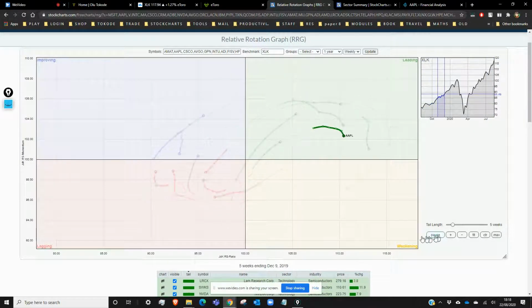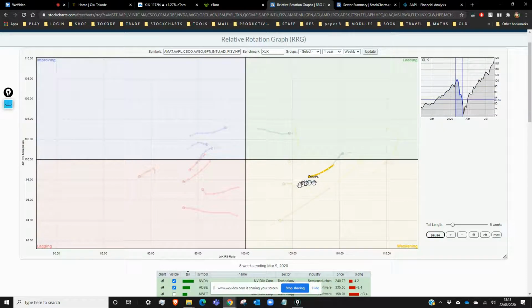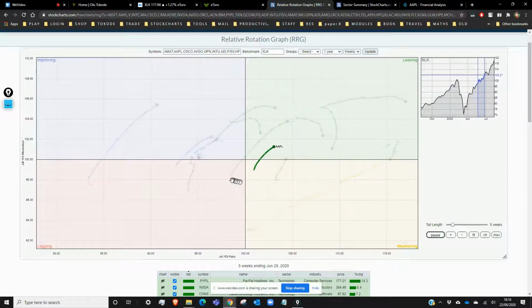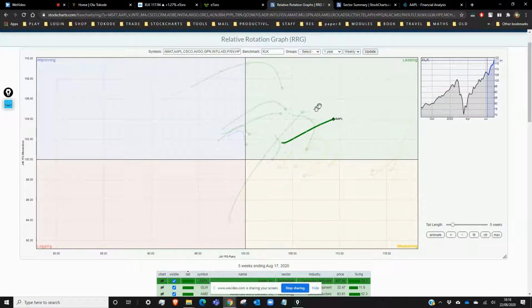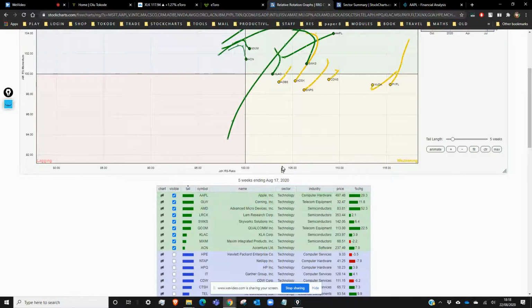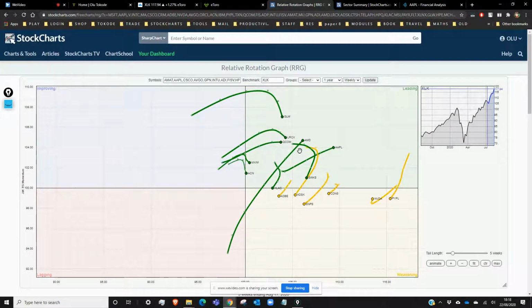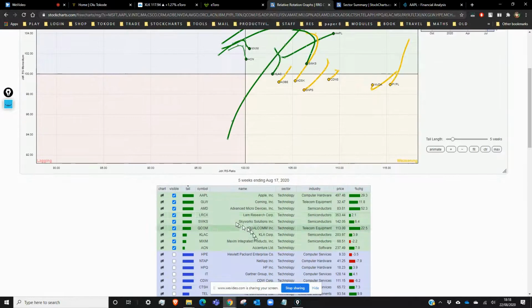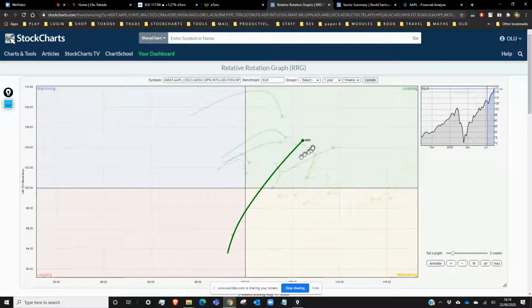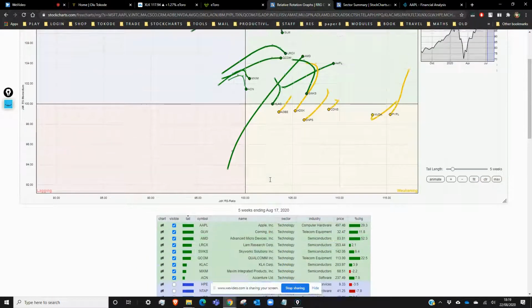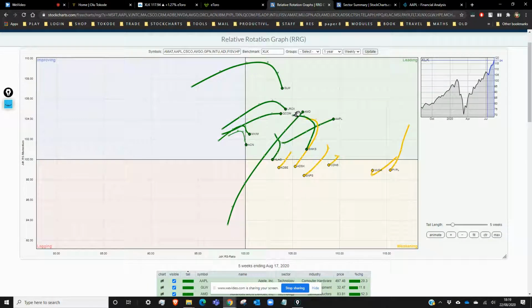So this is what the rotation looks like. Fell into the weakening quadrant, did not enter the lagging quadrant, recovered, and it's now in the leading quadrant. So I'll keep Apple. AMD. AMD has an extremely long tail, very volatile. I don't want volatility in the portfolio. So no AMD. What else?